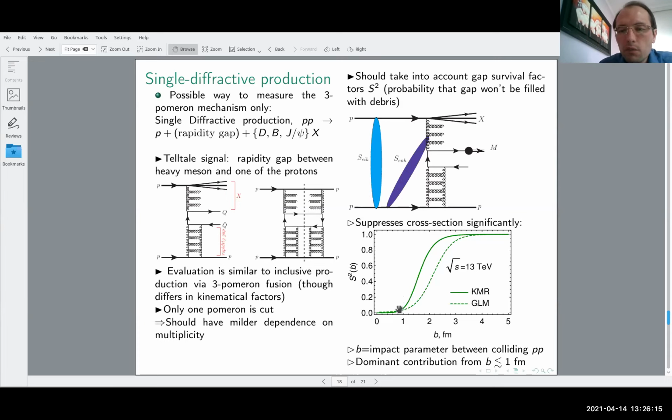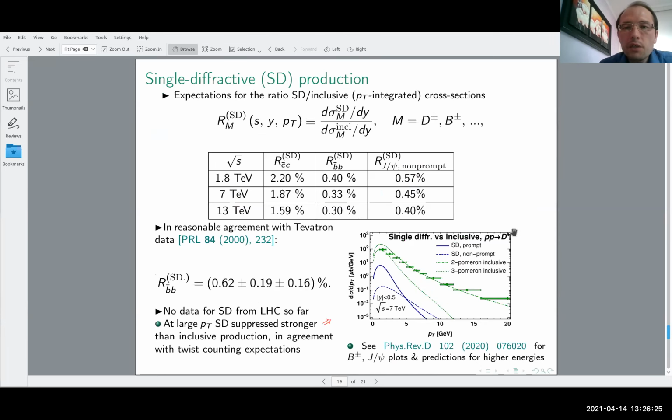And we can see that for typical B of 1 Fermi, which is most important, this gives suppression by up to an order of magnitude. At large B, as expected, the suppression is negligible. Here I show the ratio of single diffractive to inclusive cross-section, and we can see that the only data which are available from Tevatron, this RBB, are in reasonable agreement with our theoretical estimates. Of course, we understand that the cross-section will be suppressed at large PT because this is a high twist effect.